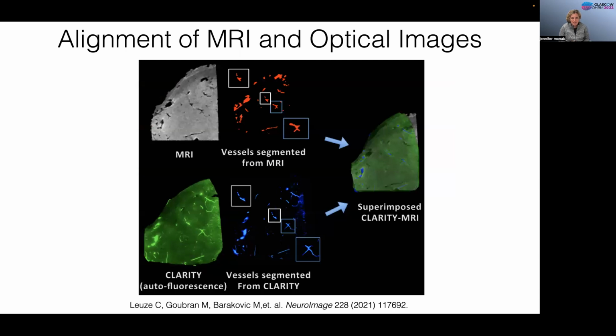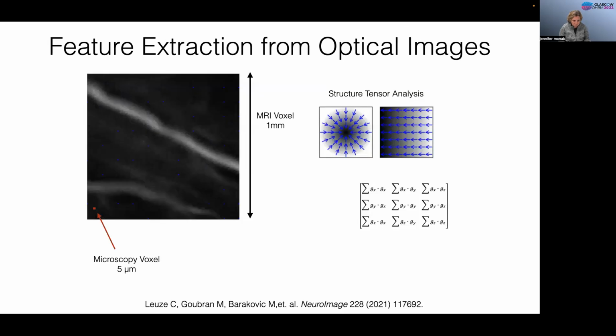A really big part of these comparisons is getting an accurate alignment between the MRI and the optical images. We found that using the vessels as landmarks, both for guiding the registration and evaluating the accuracy of it, was incredibly useful and gave us a lot of assurance that there was a close correspondence between the two types of images, and we could do a very detailed voxel-to-voxel comparison.